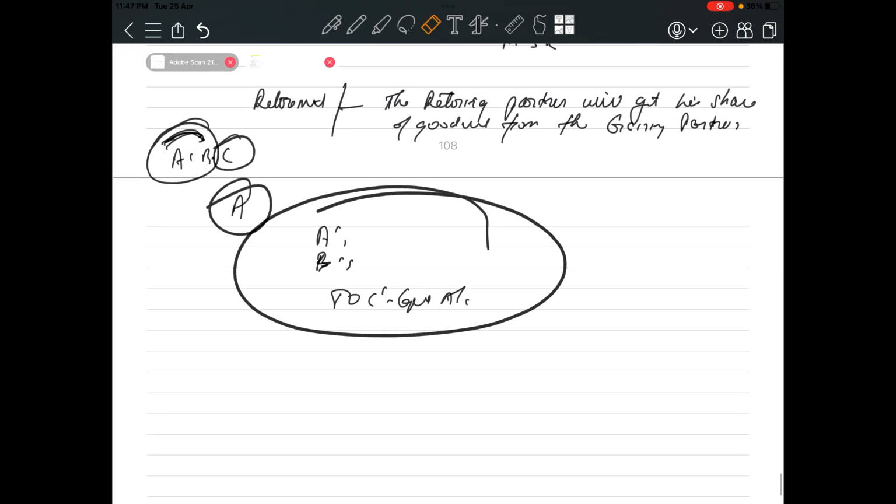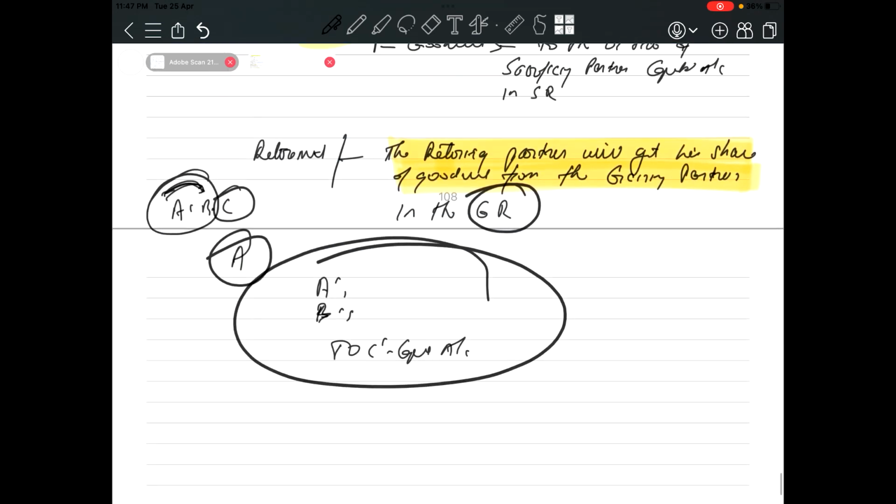See, I have written it down. The retiring partner will get his share of goodwill from the gaining partners. In which ratio? In the gaining ratio, basically. Now I hope this is clear.